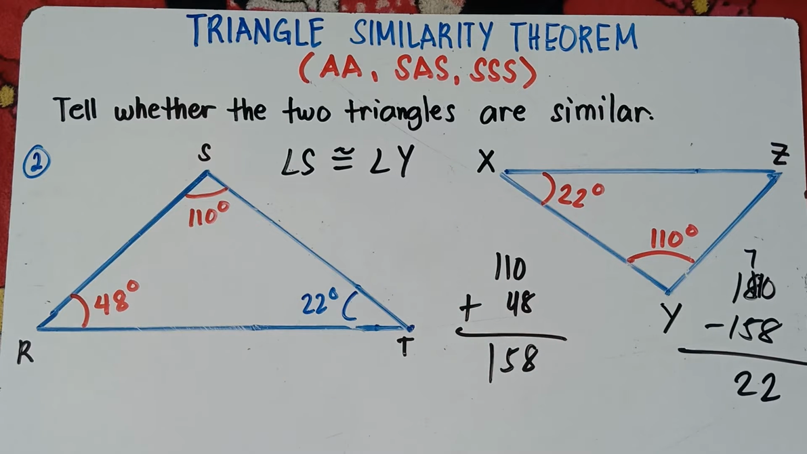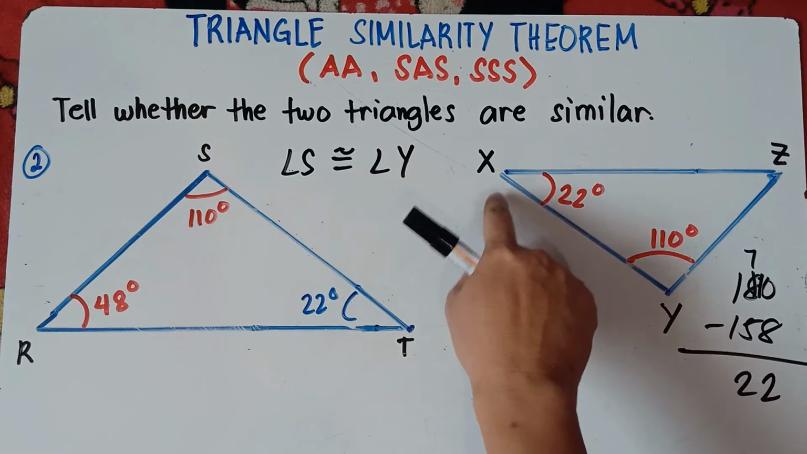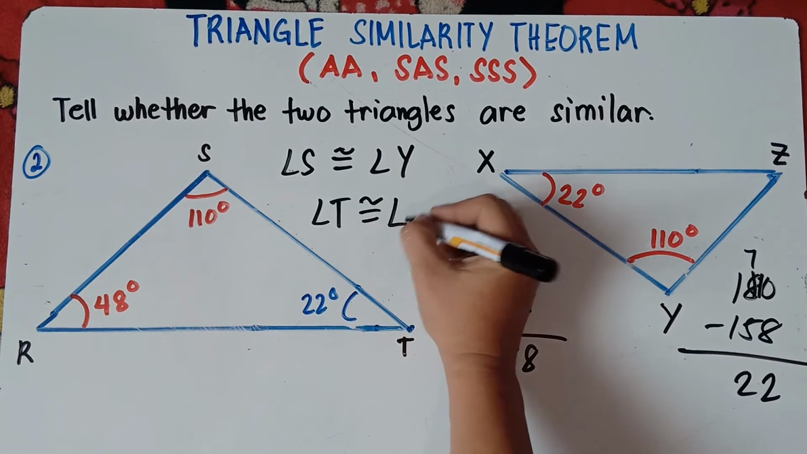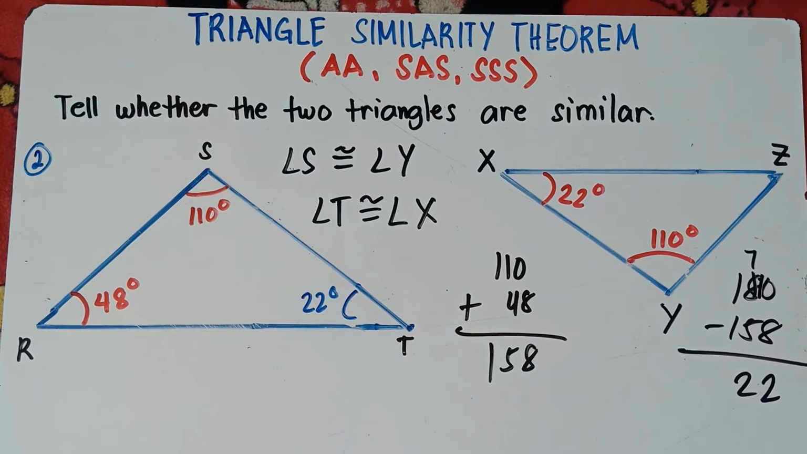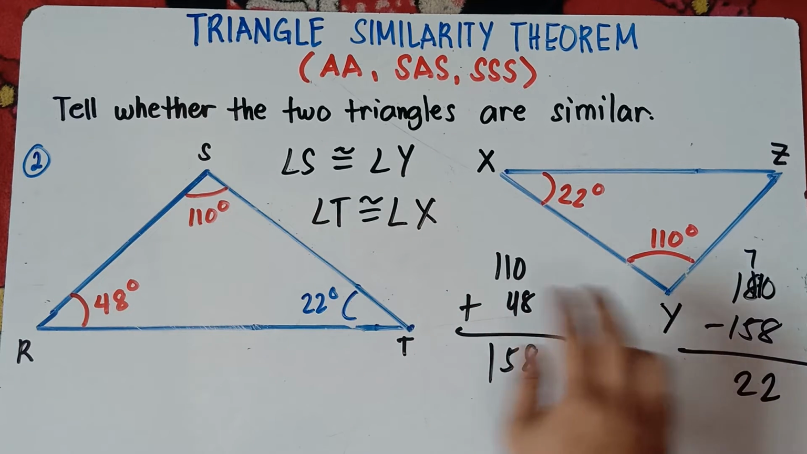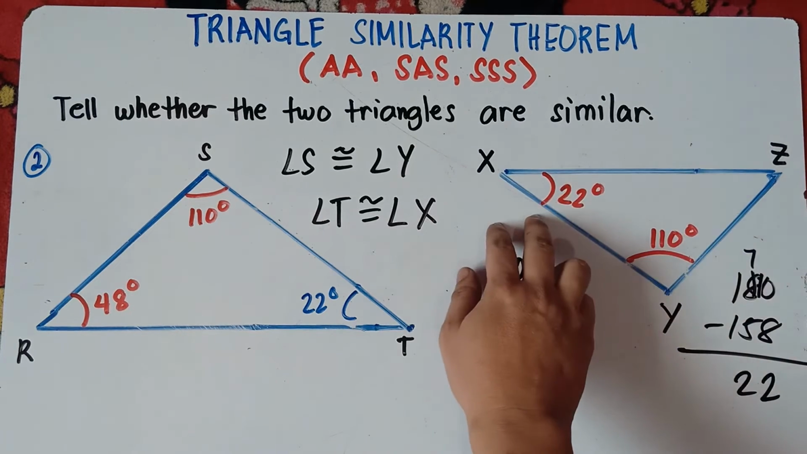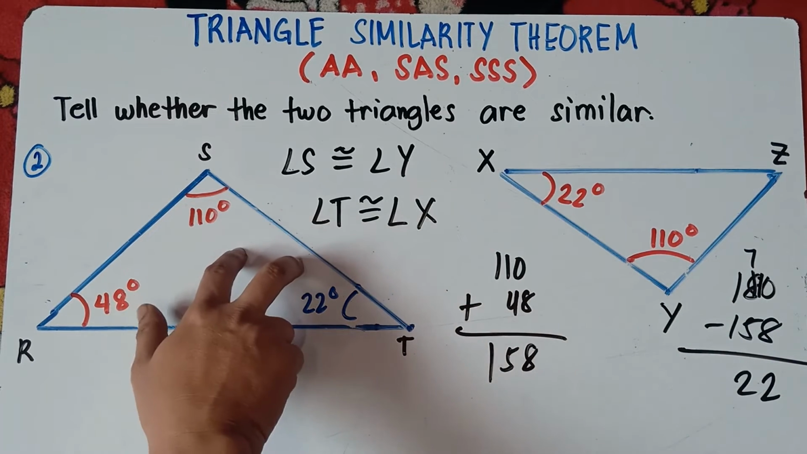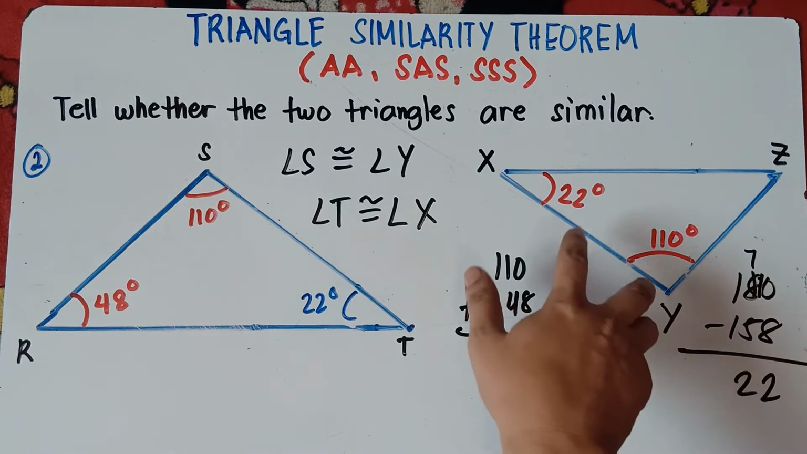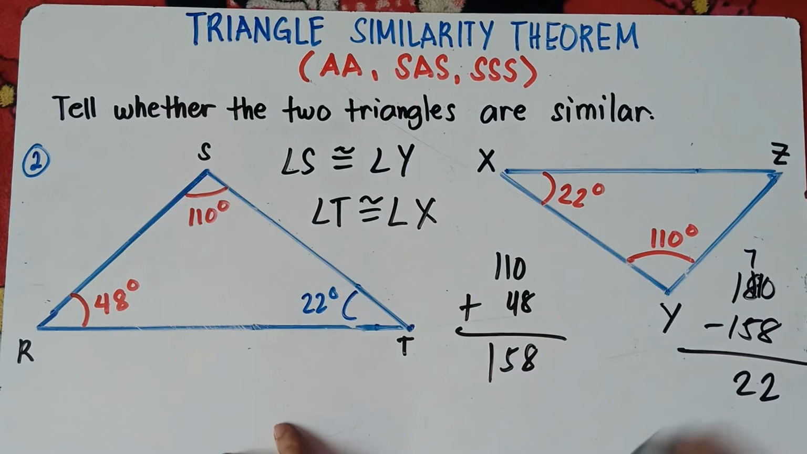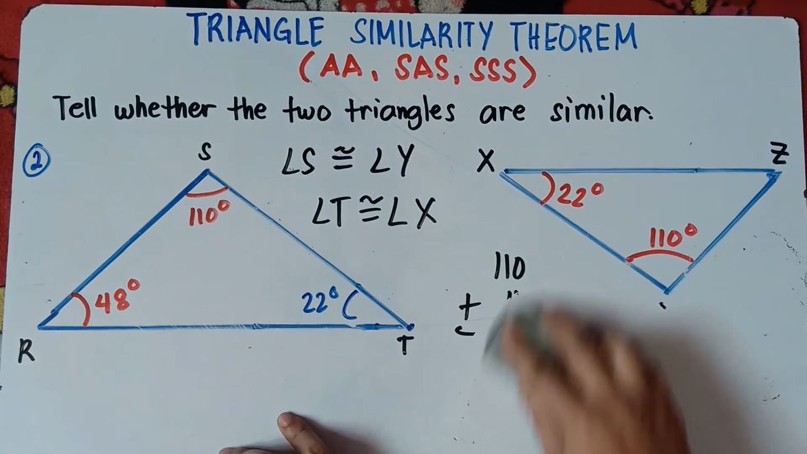And then we can say that angle T is congruent to angle X. So we already have two pairs of congruent angles. Angle S is congruent to angle Y, and angle T is congruent to angle X. So once again, if two angles of one triangle are congruent to two angles of another triangle, then these two triangles are similar. So that would be the AA similarity theorem.